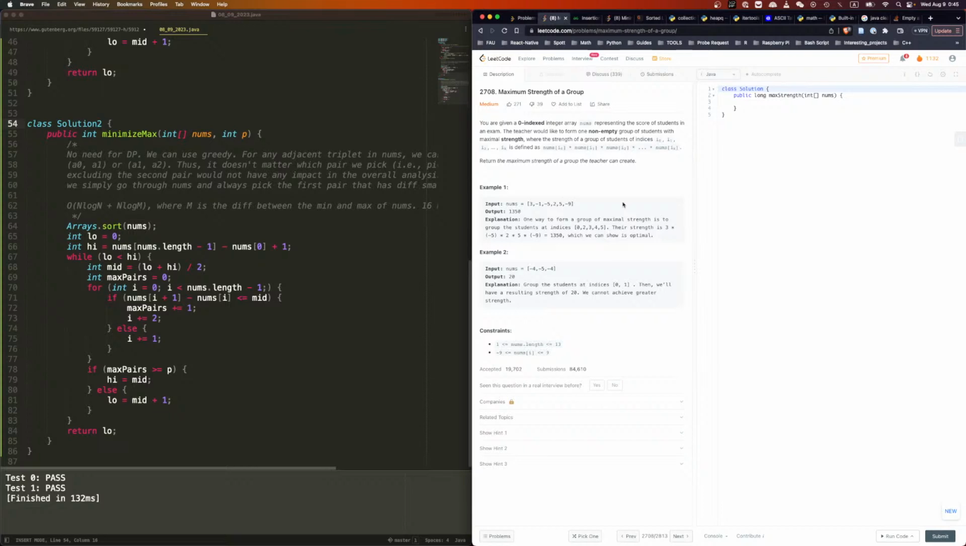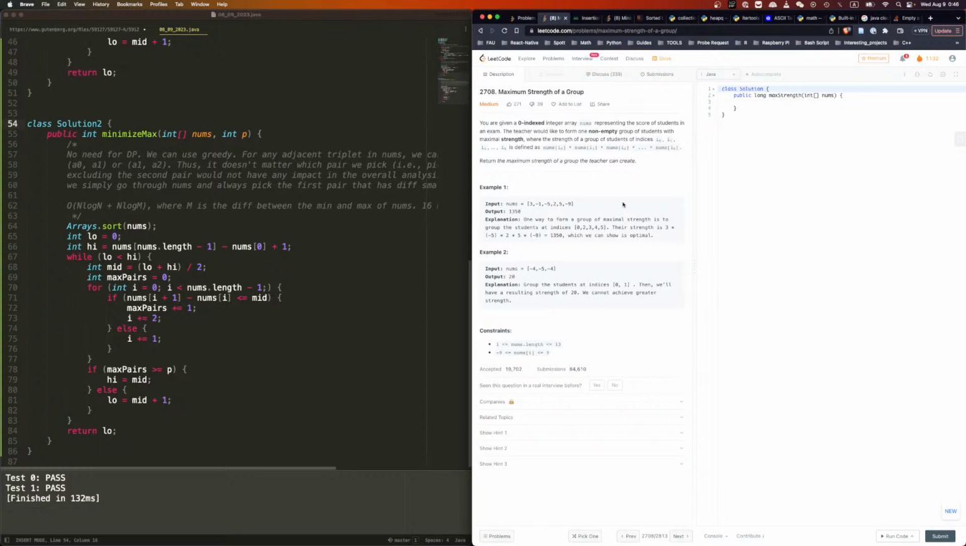Maximum strength of a group. Zero-indexed nums representing the score of students in an exam. The teacher would like to form one non-empty group of students with maximum strength, where the strength of a group of students of indices is defined as their multiplication. What the hell? Return the maximum strength of a group the teacher can create.